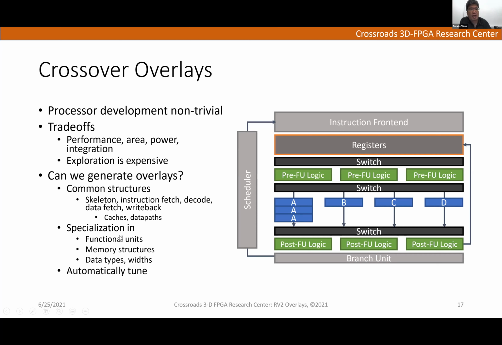Okay. All right, and there, caches and data paths are all part of that. So we can specialize in a few different areas, right? We can specialize functional units, we can specialize the memory structures, data types, and by corollary, kind of the NOC here. And we'd like to be able to automatically tune all of this, right? So that's kind of the intention of these crossroad overlays.